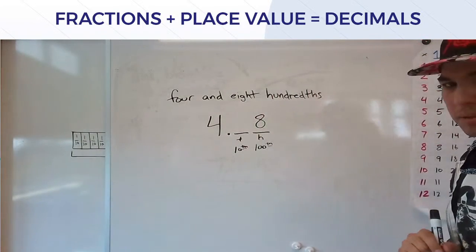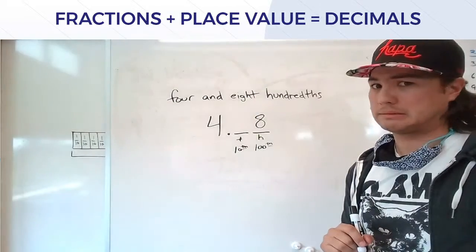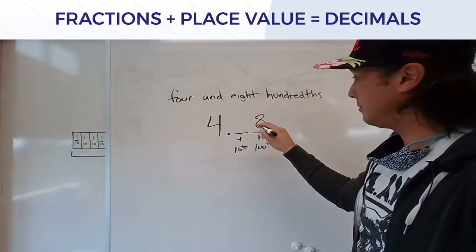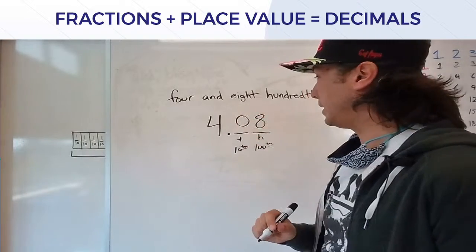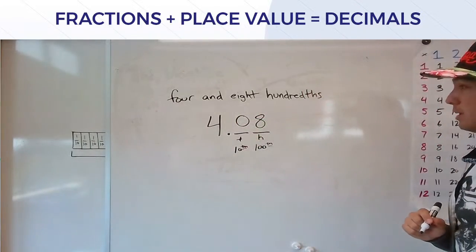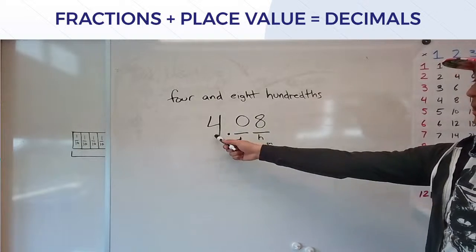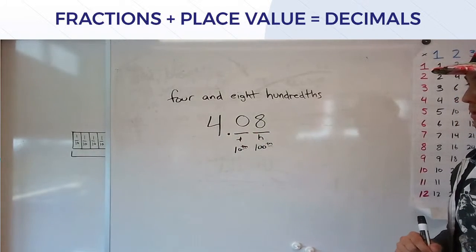Now what do I do with the tenths place? Yeah, you need a 0 to hold that place. All right, so 4 and 8/100 would look like this, 4.08.